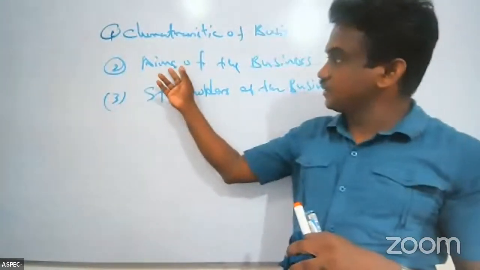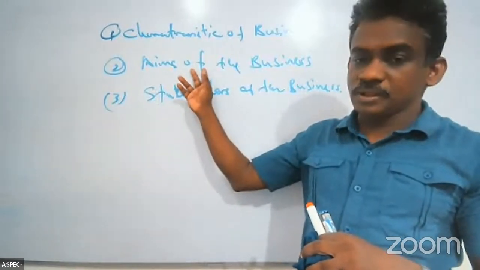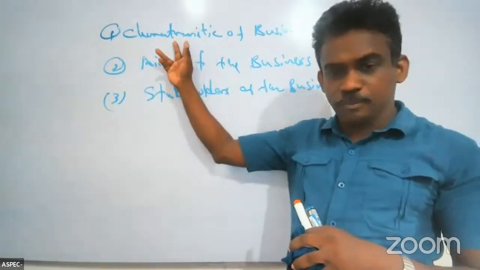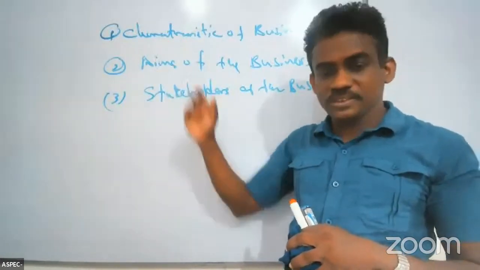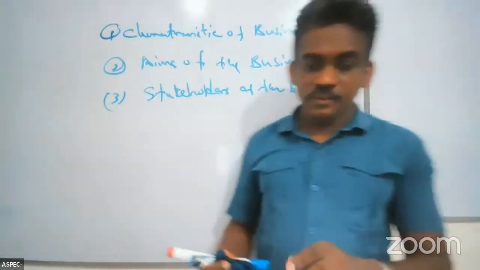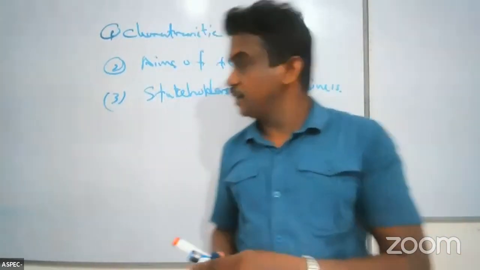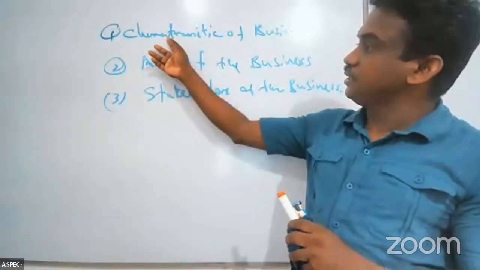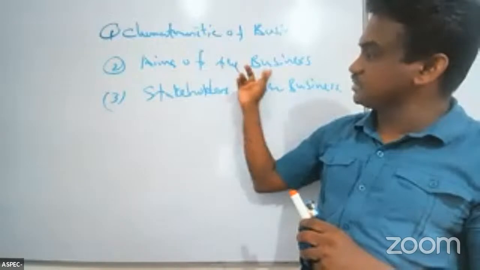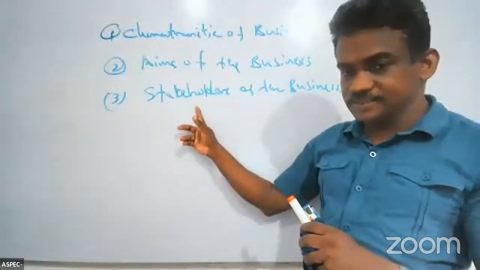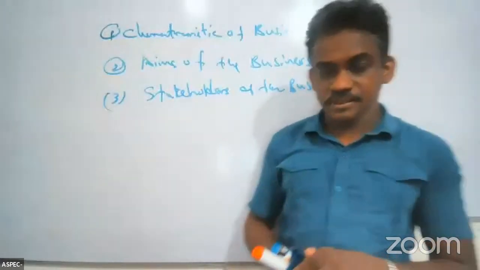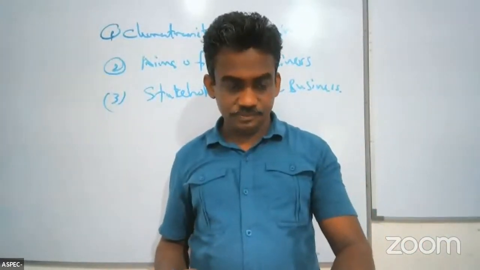We discussed this also. Before moving to this topic, I would like to explain briefly these two topics for your convenience, right? We briefly look today also. We briefly discuss characteristics of the business, aims of the business. Then we go to the detailed discussion of the stakeholders of the business, right? I will share my screen.